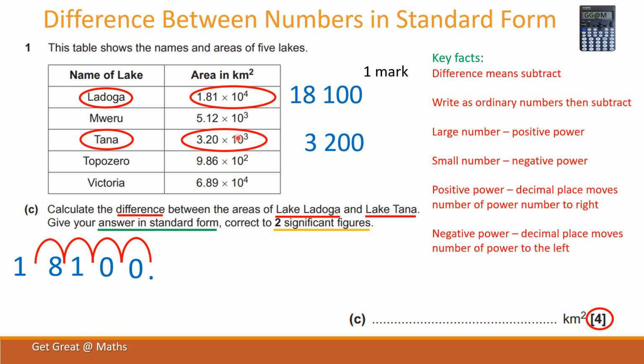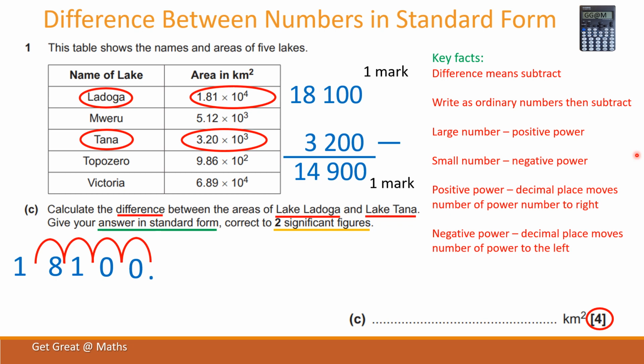From here, we need to subtract the numbers because we've got to find the difference. Now, you are allowed a calculator for this question, so you can literally just type them in on the calculator, or you could have even typed in the question on the calculator in the first place. But you'll be given the answer 14,900, which is your second mark.